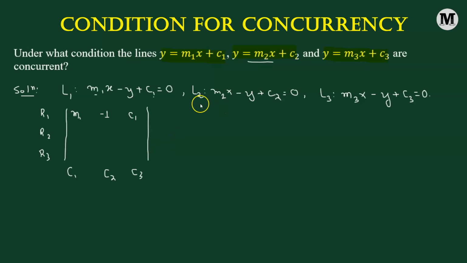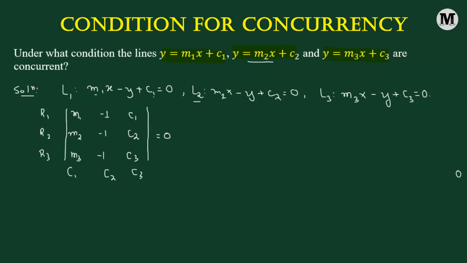Now in row number 2, we're going to take the help of line L2. So here we will have in the second row m2, -1 and c2. And then in R3, we're going to use line number 3. So we have m3, and then we have -1, and then we have c3. Now we have to show under what condition these lines are concurrent. That means this determinant is going to be equal to 0 if they are to be concurrent.